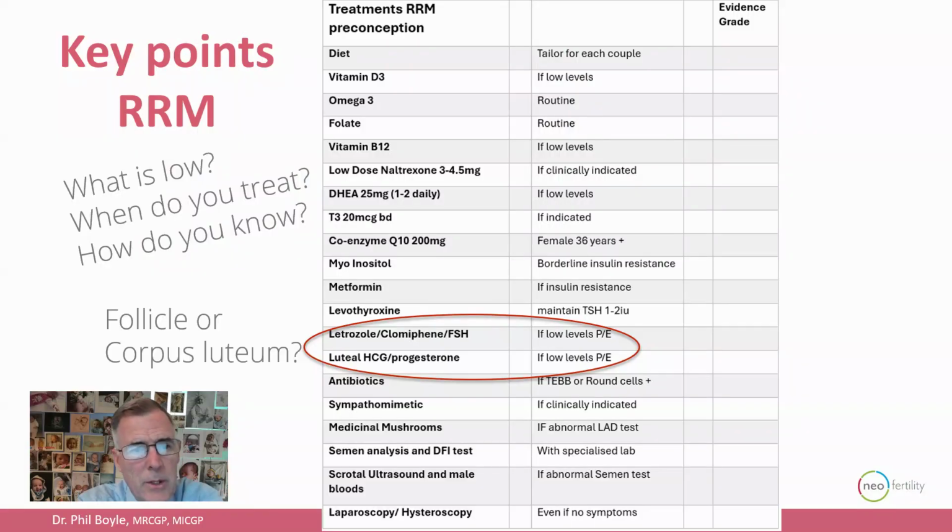Key points with us is, well, what is low? When do you treat? And how do you know how to treat things? Is it a follicle? Is it a corpus luteum? We have a whole list of treatments that we typically would recommend. I'm not going to go through the entire list here, but this is a list of multiple things that we can and do recommend. And the difficulty and challenge, and we have laparoscopy, hysteroscopy there at the bottom, even if there's no symptoms. And that was completely missed by our peers. So we have potential treatment options that aren't even being considered by our peers that have the potential to improve fertility outcomes, and it's based on clinical experience and limited published data.